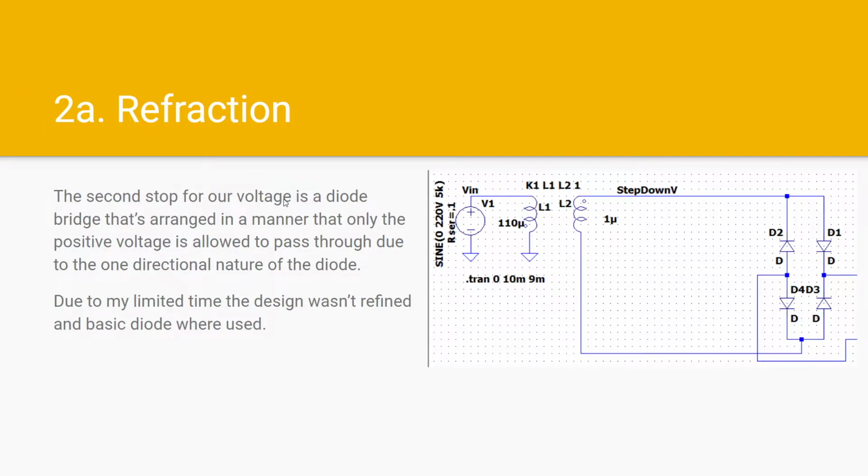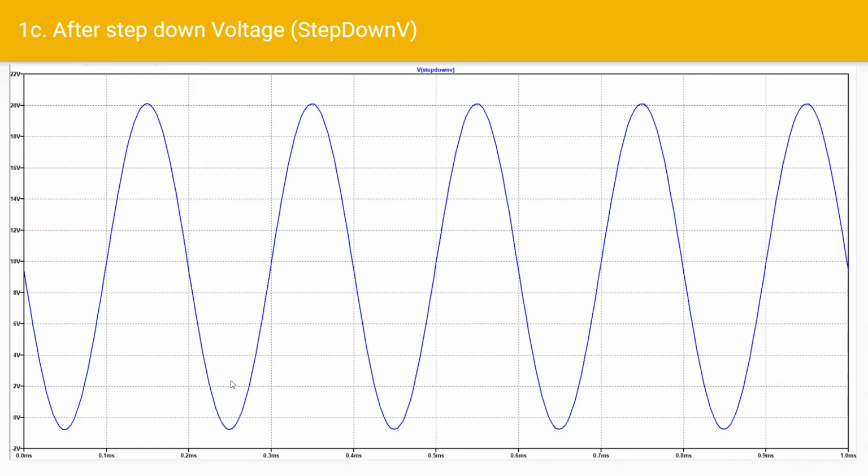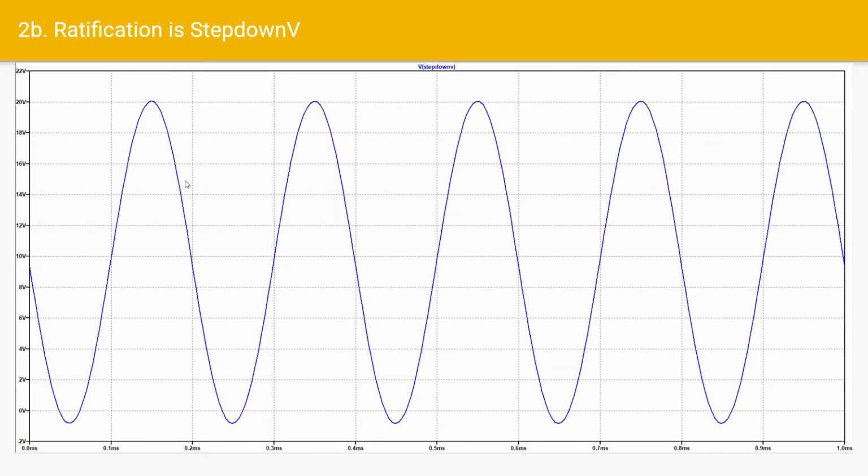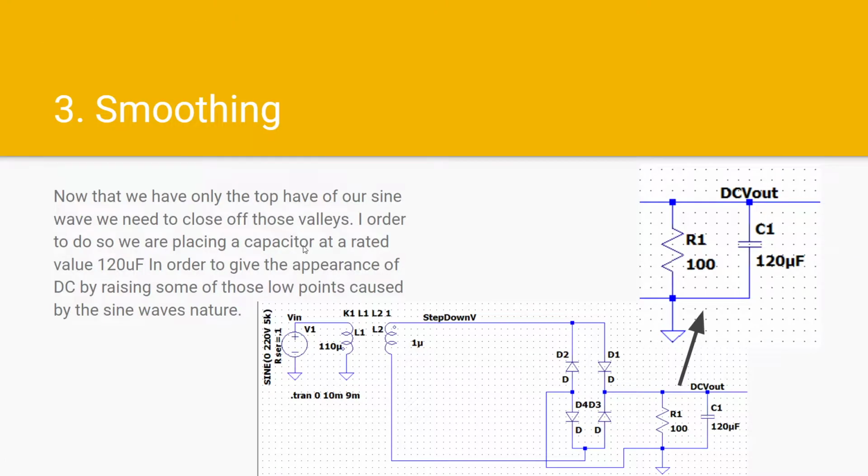So, speaking of rectification, the second step, or stop for our voltage, is the diode bridge. That's arranged in a manner that only allows positive voltage to pass through due to the one-directional nature of the diodes. Due to my limited time, the design wasn't refined and the basic diodes were used. I feel like this issue right here can be solved by just getting more accurate diodes and actually getting some that fit our case. So this is the step down and also the rectification. As you can see, we're only getting mainly positive values here.